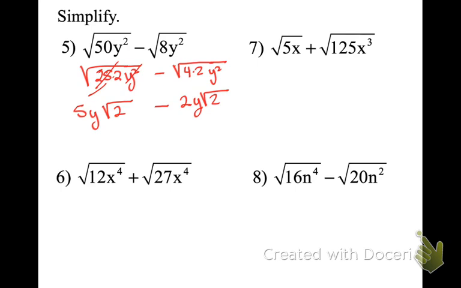Okay, now this is getting a little sneaky. 5y minus 2y is 3y, and we can only add them if it's the same radical too. Remember, we don't add that radical underneath. Okay, try the next 3 on your own.